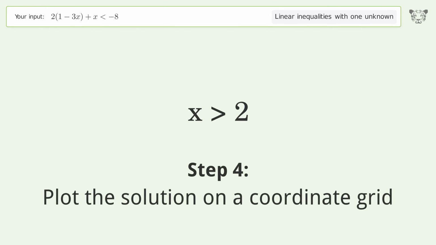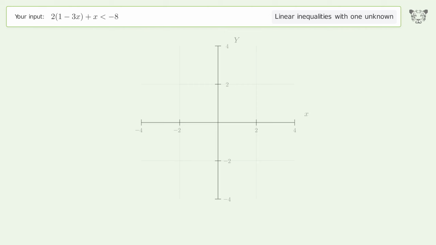Plot the solution on a coordinate grid. And so the final result is x greater than 2.